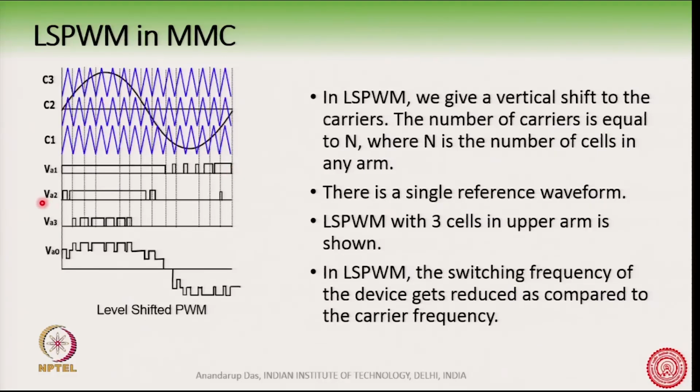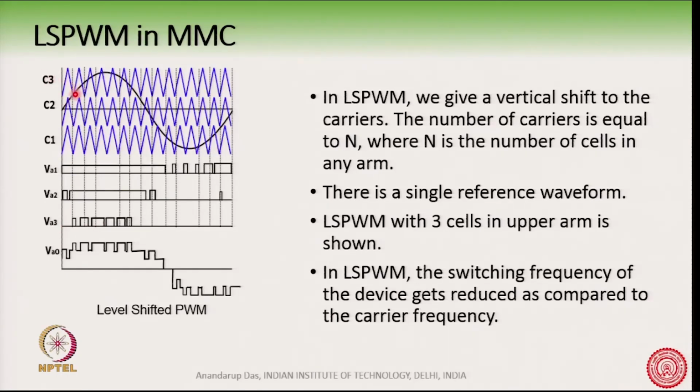In a similar way, you can see for cell 2, the reference waveform passes through the carriers here and here. So, in this section the reference waveform is more than the carrier, so it is fully clamped to the VDC voltage. Here there is a switching action happening because it is passing through the carrier, and here it is fully turned off. You can see it is fully turned off. And the third section is here.